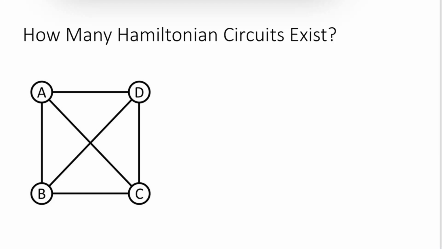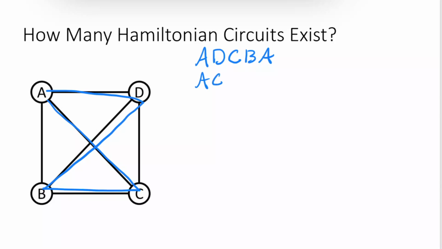One possible Hamiltonian circuit would be to go from vertex A to vertex D to vertex C to B and then back to A. I'm going to write that down. A, D, C, B, and then back to A. Another one that I could do, I'll erase this and draw a new one, is I could go A to C to B to D and then to A. So A, C, B, D, A.